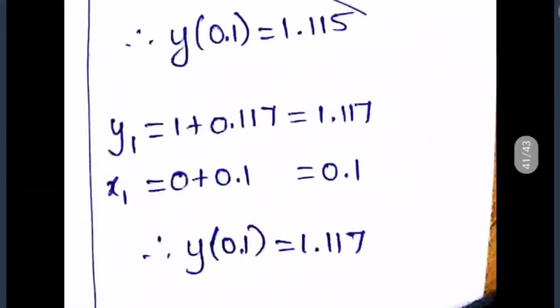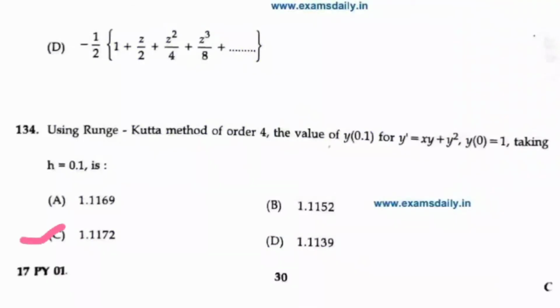As I told, y1 is y0 plus k. The y0 is 1 and k is 0.117, so we get the answer 1.117. And x naught is 0 plus h, where h is 0.1 as given in the question, so x is 0.1. That is, y of 0.1 will be 1.117. Fortunately this is what is asked in the question, the first term itself. So y of 0.1 will be 1.117. Here option C is the right answer.